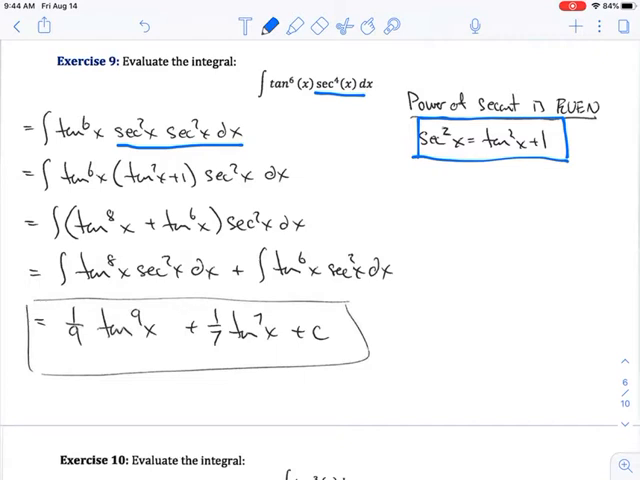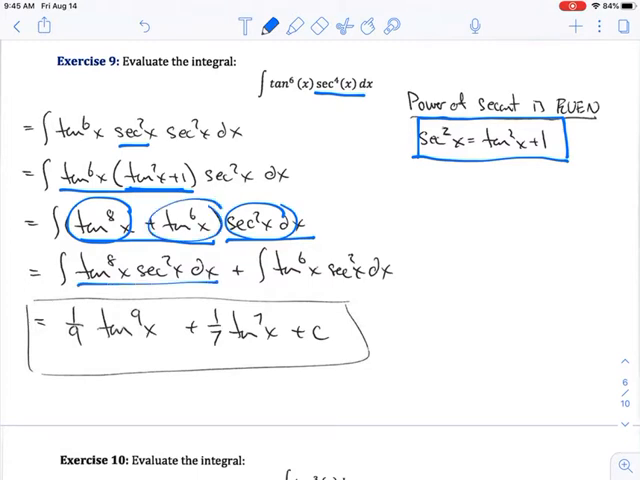So I substituted it in for the secant squared in the middle. And then multiplying these through to get this, we have tangent to the 8th plus the tangent to the 6th, all times secant squared. So now I'm going to multiply everything through by secant squared and put it in its own integral, just like I did with the sines and cosines. And so we get tangent to the 8th times secant squared. We get tangent to the 6th times secant squared in their own integral.